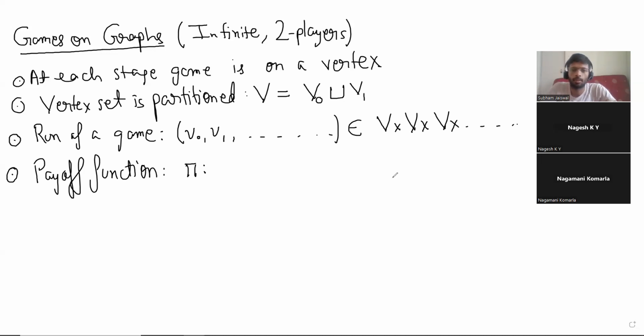Is it the vertex? Yes, sir, it feeds into the vertex set V. It is not just the vertex set, right? It's based on a run of a game. Anyway, just think about it and give me a minute.